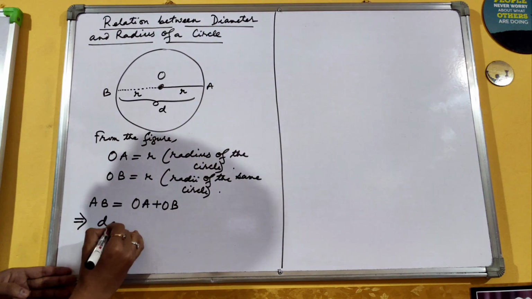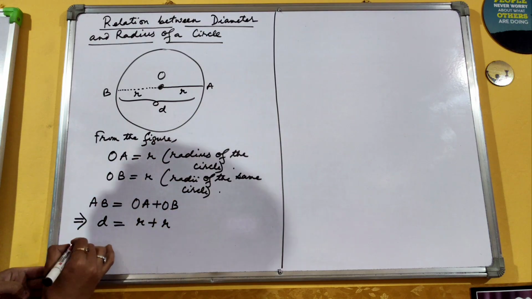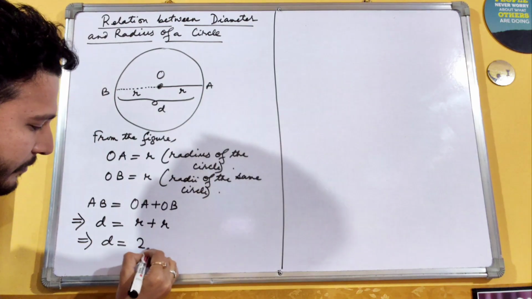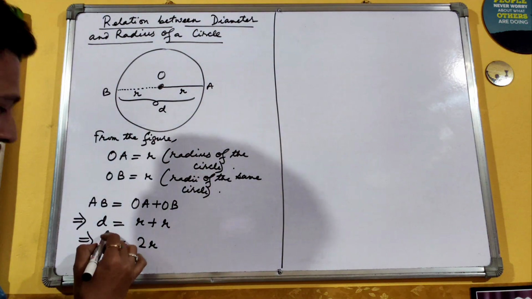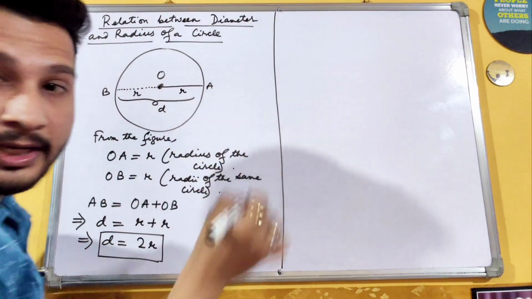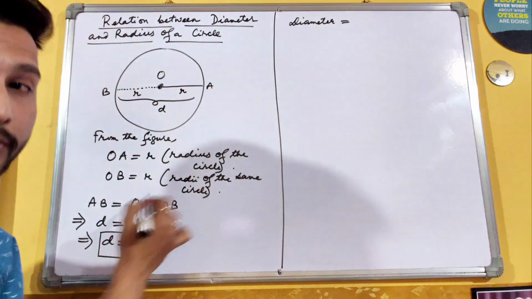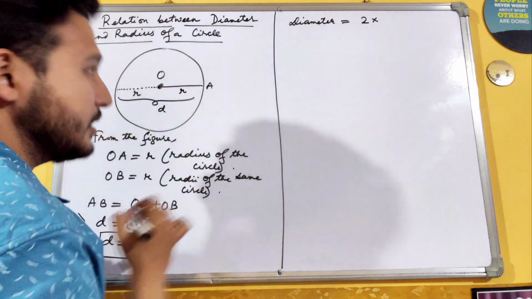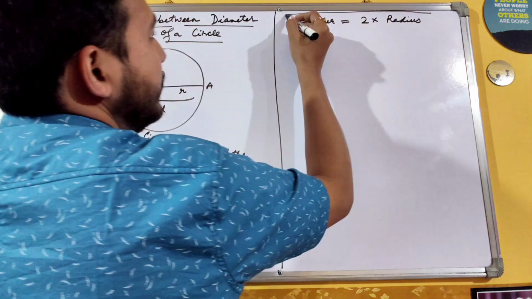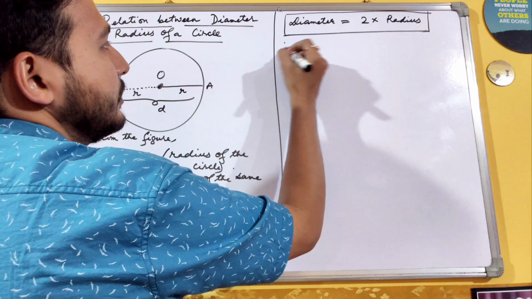So D is equal to OA, that is R, plus OB, which is also R. So D is equal to R plus R, which gives you twice R. From this expression, D stands for diameter. Diameter is equal to 2 times radius. That's the relation between diameter and radius. Diameter is 2 times the radius. Now, how will you find out radius?